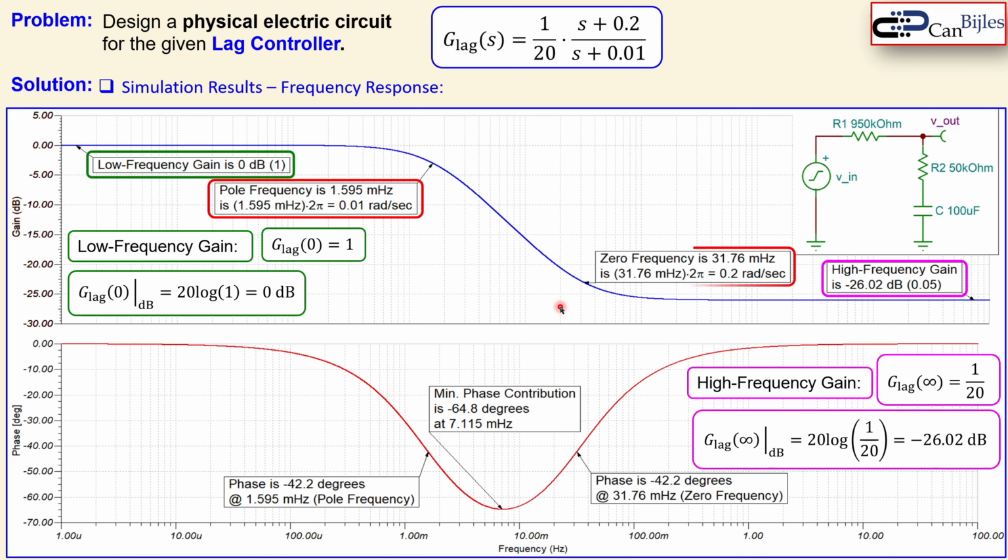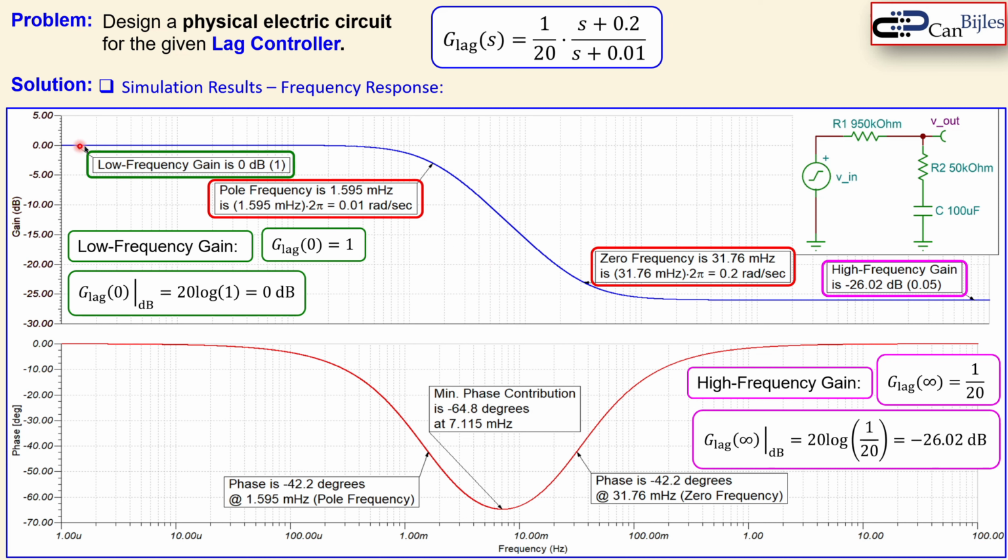The next one is the 0 frequency. Now from the Bode plot we see it is 31.76 millihertz. Again, we multiply by 2 pi and you get 0.2 radians per second, which is then our 0 frequency.